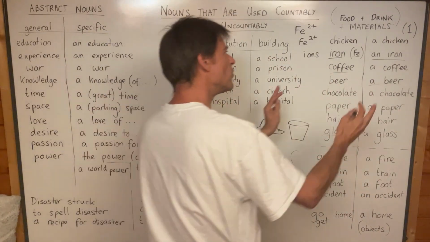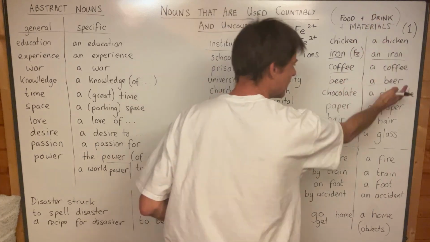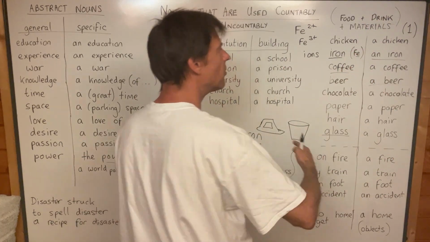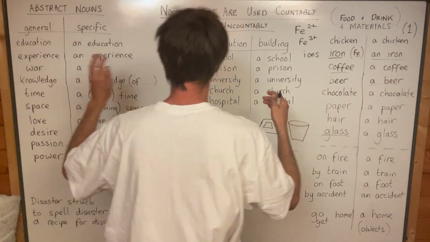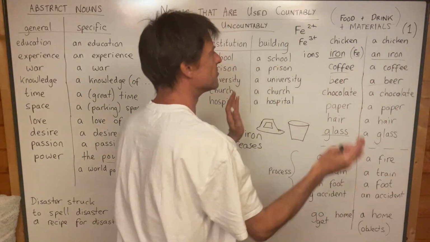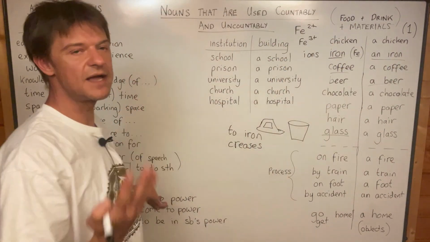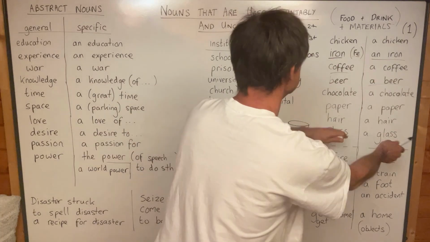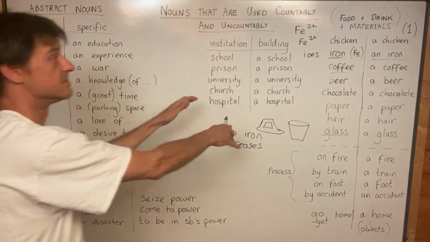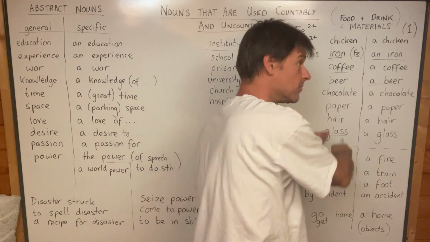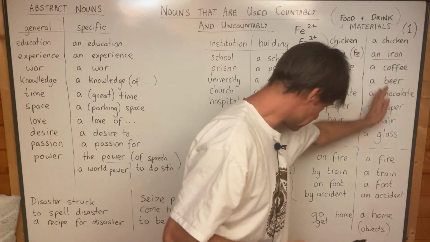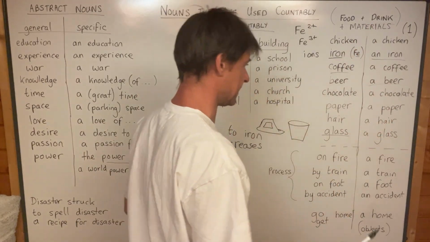So notice that it's always more specific, the countable version, and it's more general, the uncountable version, because I want you to see that this is always the same. This is what's the same. Uncountable means general. Countable means specific.